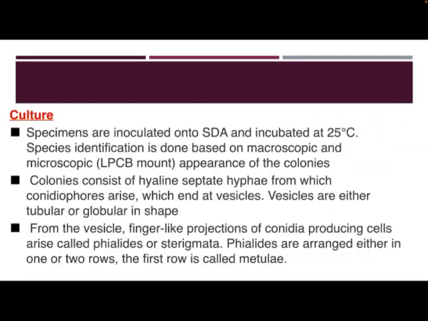After microscopy, we follow with culture. The specimens are inoculated into the common fungal culture medium, that is Sabouraud dextrose agar. The inoculated specimen is incubated at 25 degrees Celsius and also at 37 degrees Celsius. After 5 days, we observe the colony morphology.